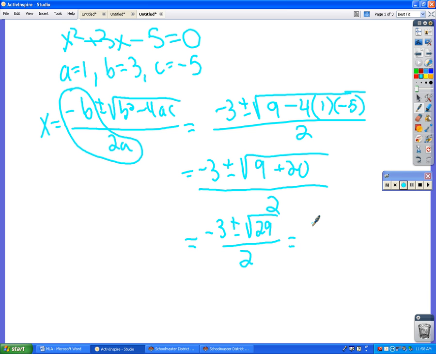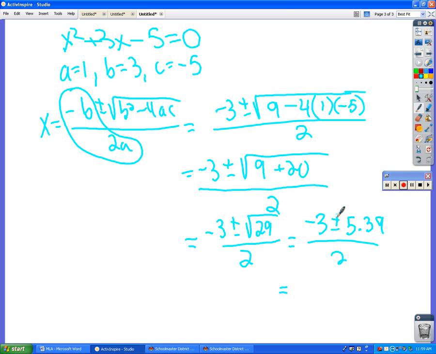Someone with a calculator, will you please tell me what the square root of 29 is to 2 decimal places? I'll do the first part. 5.385. So we'd round that up to 5.39 divided by 2. Now we have to deal with this weird plus or minus thing.